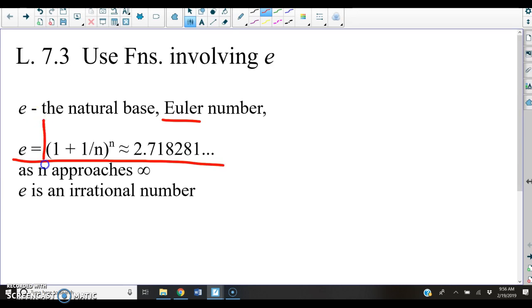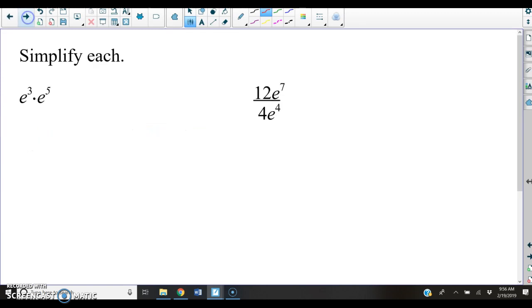Okay, e is the number 1 plus 1 over n, raised to the n. So if n is just 2, it doesn't make a whole lot of sense. That'd be 3 halves squared, that'd be 9 fourths. But when you start making n big, like 100 or 1,000, this starts getting closer and closer to what they call e, Euler's number. It's irrational. All right.